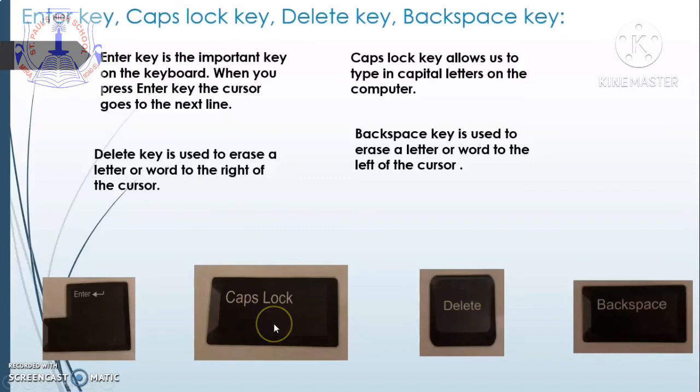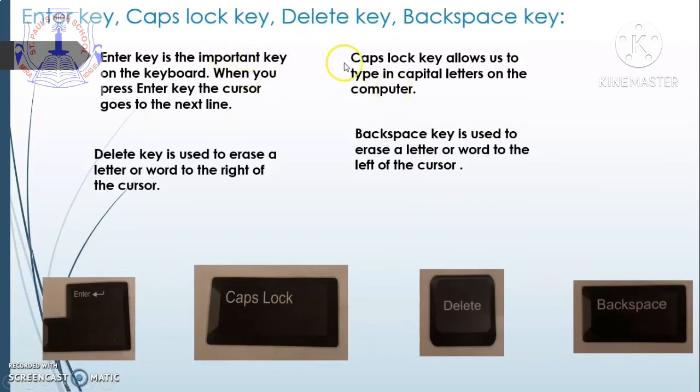Next is the caps lock key. Now what does this caps lock key do? Caps lock key allows us to type the capital letters on the keyboard. If you press on caps lock key, then you can type the capital letters.